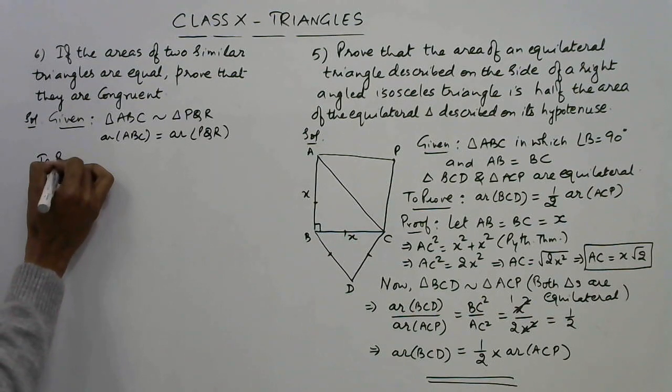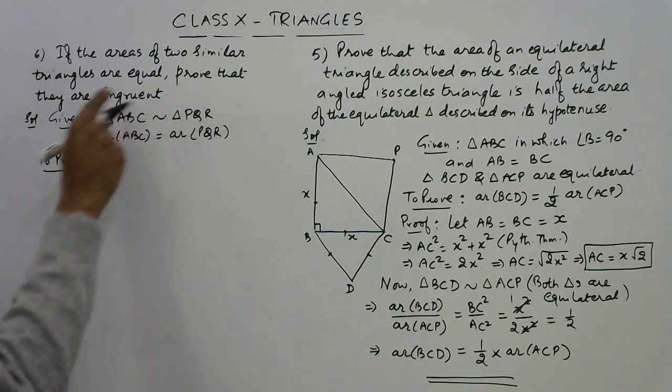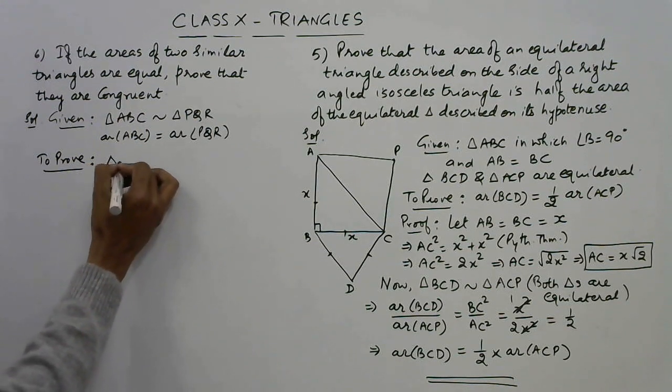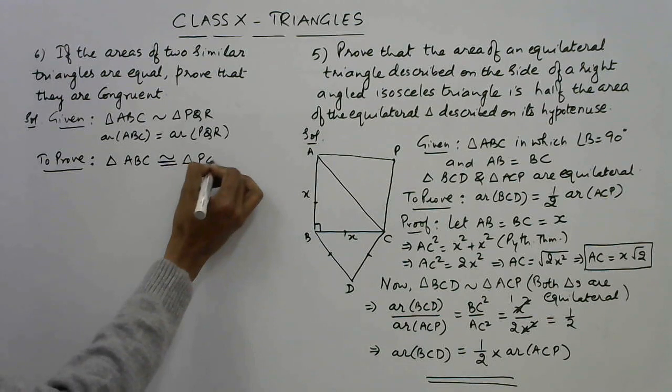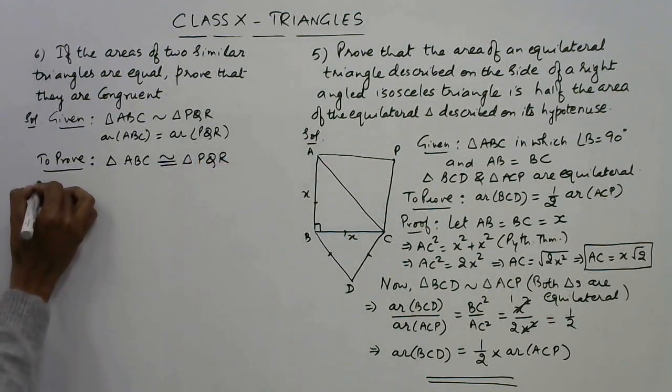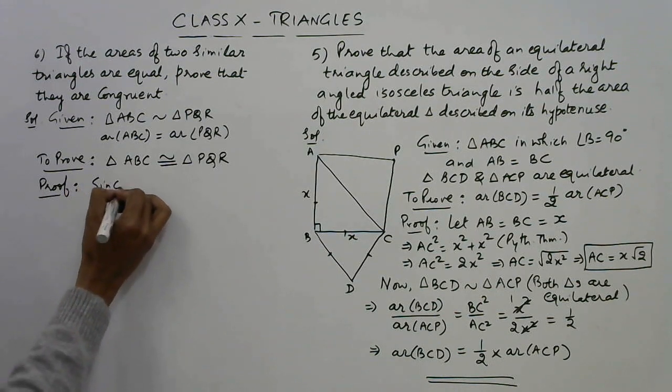And so what do we require to be proved here? Prove that they are congruent. So we need to prove that triangle ABC is congruent to triangle PQR. So let's apply the same theorem again because the two triangles are given similar.